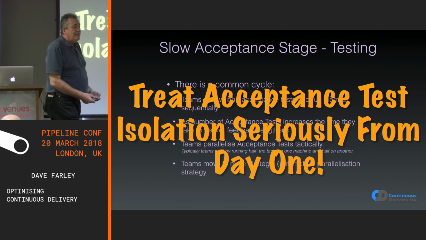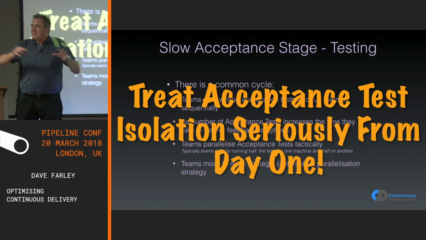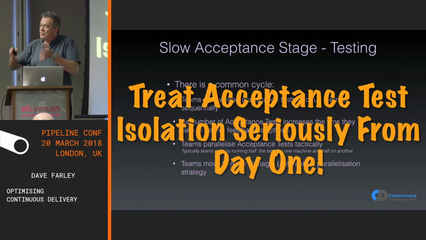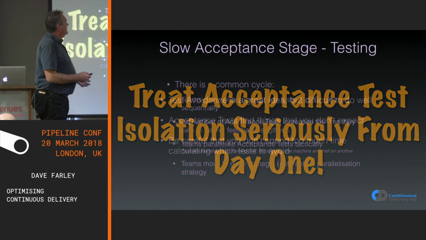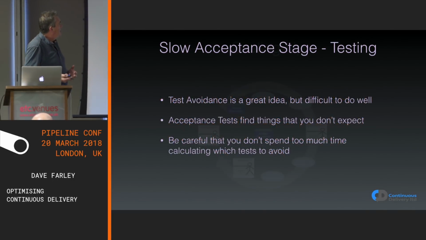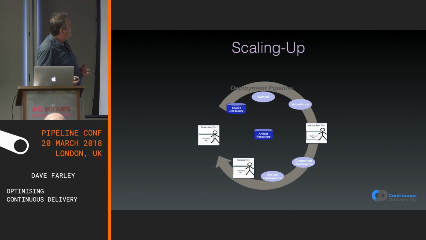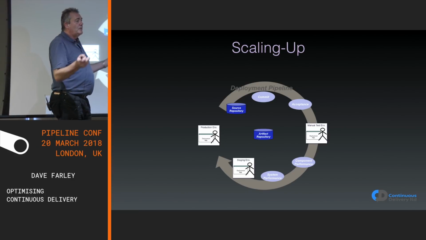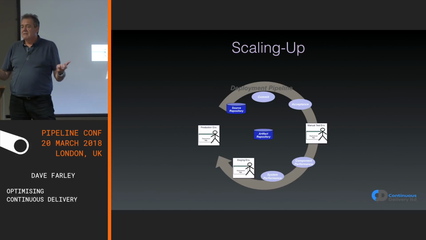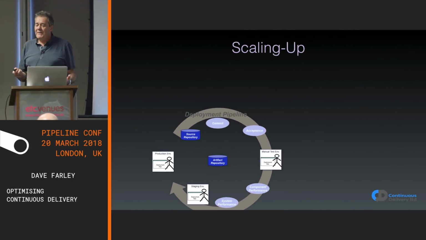But treat acceptance test isolation seriously. It makes all of this really easy because we can run them in parallel. We can farm them out. We don't have to worry about them. Treat them as atomic. We don't have shared data sets. We don't have ordering in our tests. If we've done all of that, if we've done the thing of keeping the tests isolated, it makes scaling up easy.